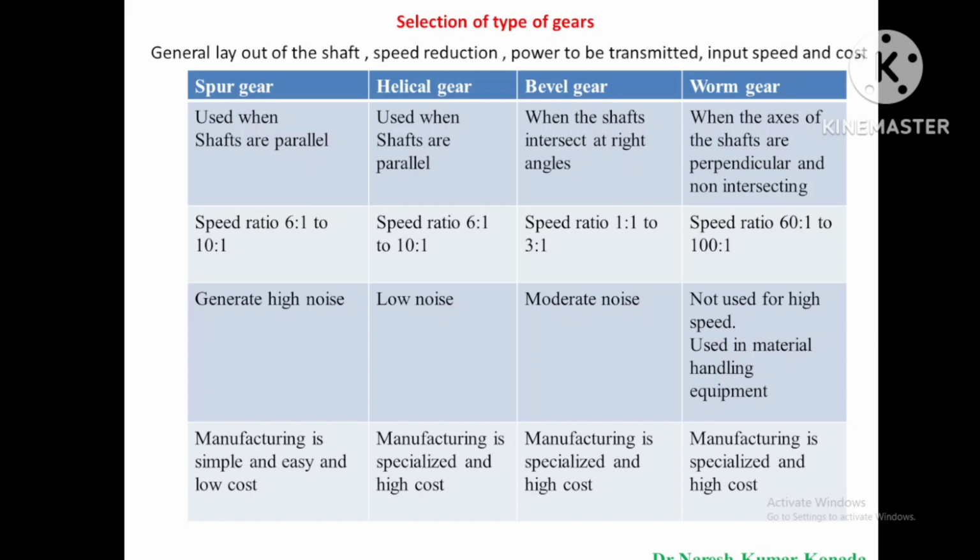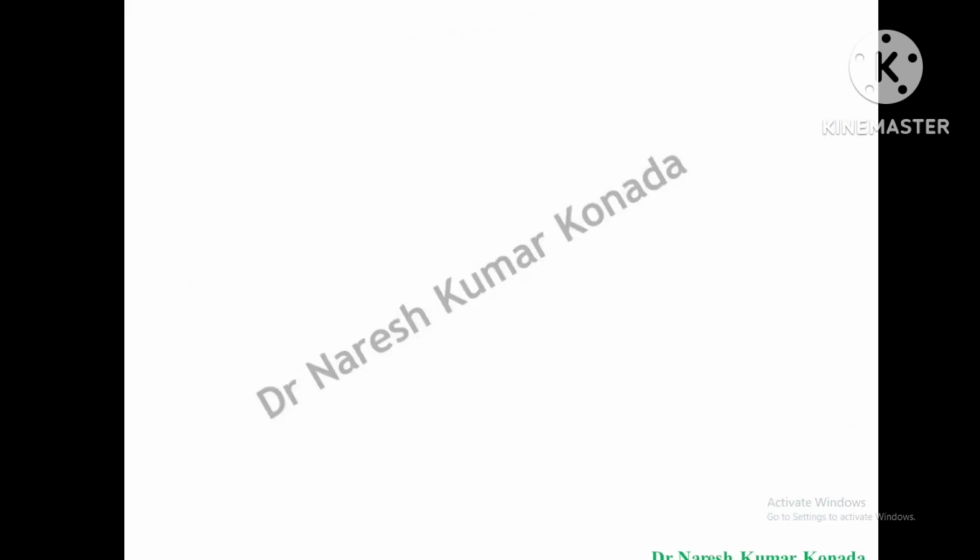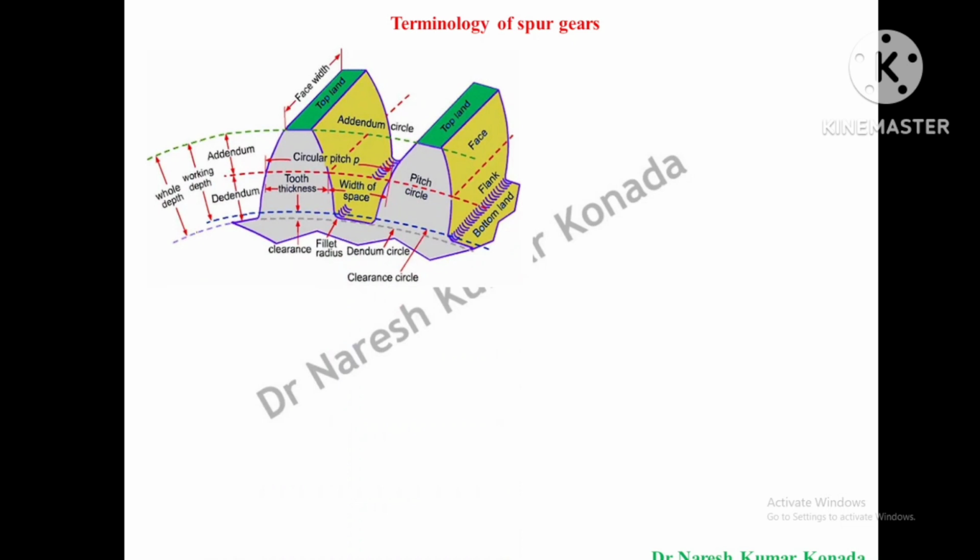And depending upon the manufacturing cost, the manufacturing cost of spur gear is simple, and the manufacturing cost of helical gear is somewhat specialized and high cost. Similarly, bevel gear is also high cost, and worm gears are also costlier. The worm wheel is generally made of phosphor bronze, and it is somewhat costlier compared to the worm. Therefore, depending upon the input speed, cost, manufacturing facility, the power to be transmitted, speed reduction ratios, and the velocity ratios to be maintained, we need to select a proper drive for a required application.